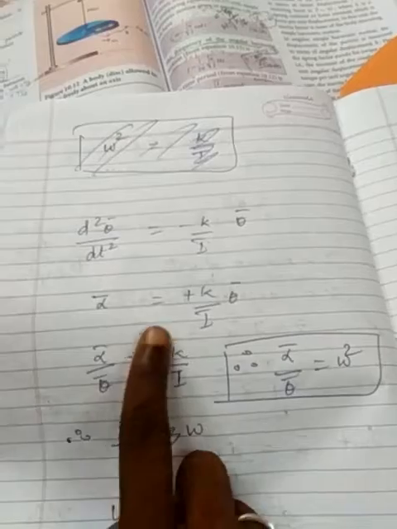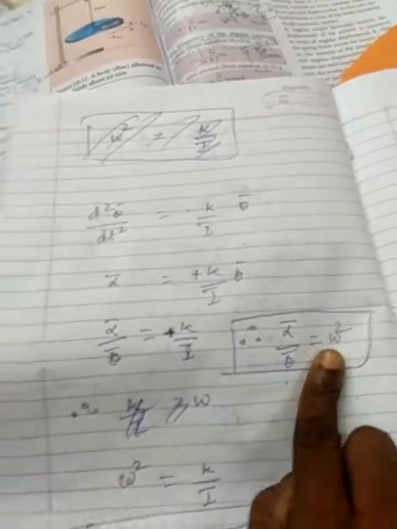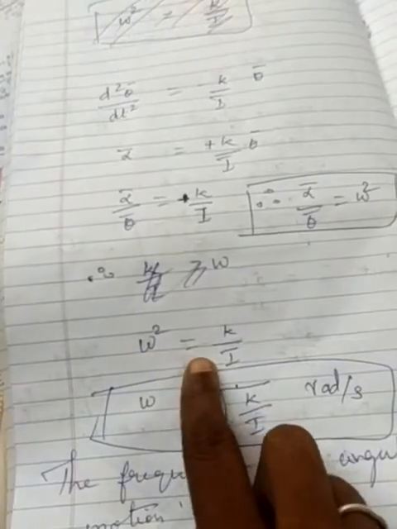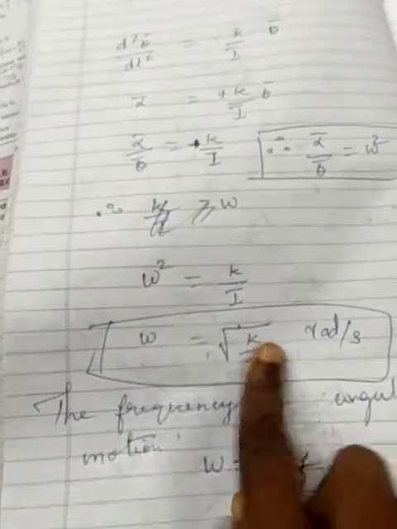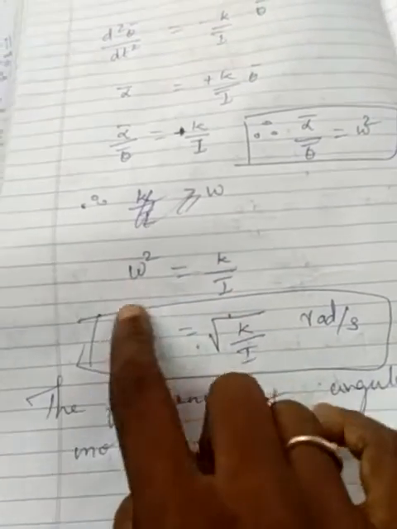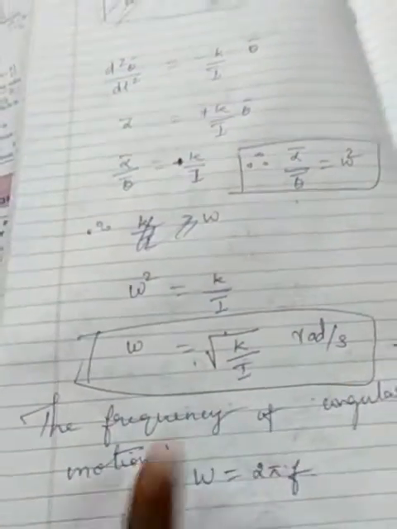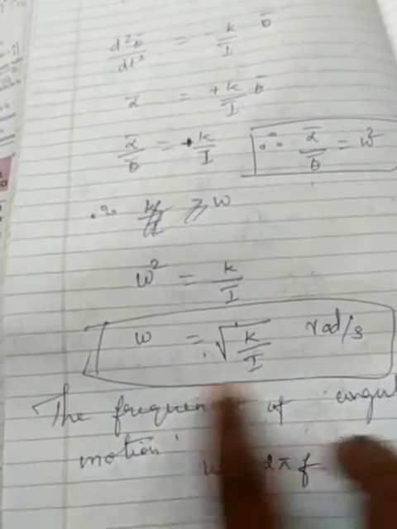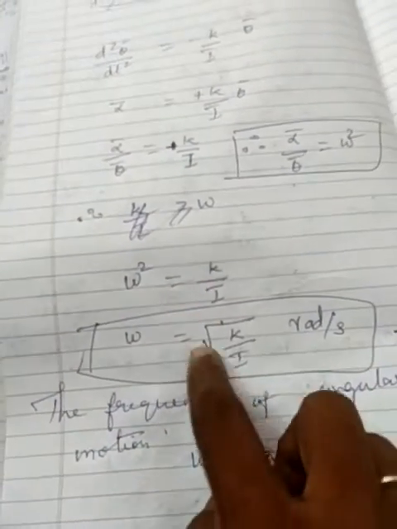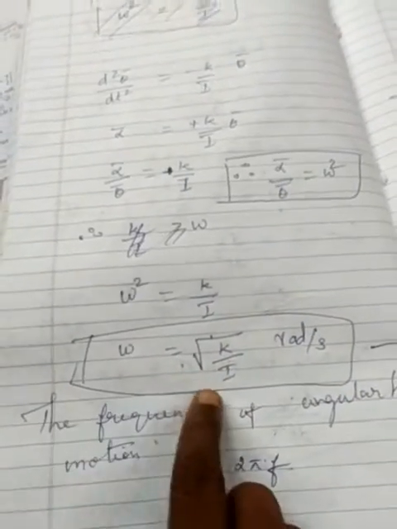So we are taking the omega square, and now we apply this formula. Applying means omega square equals k by I. We only need the omega value, so we take the root on both sides. Taking the root, omega equals the root of k by I. This is the angular velocity.